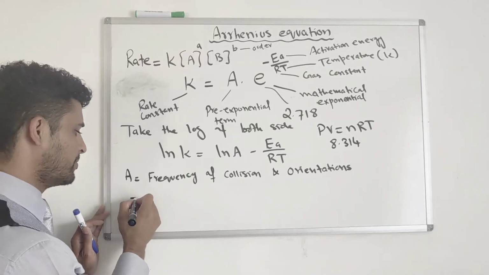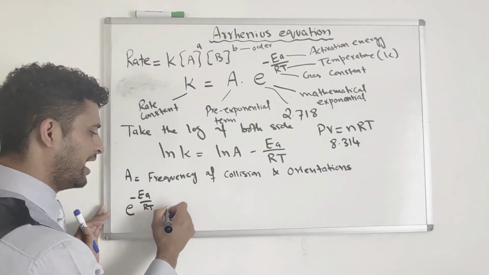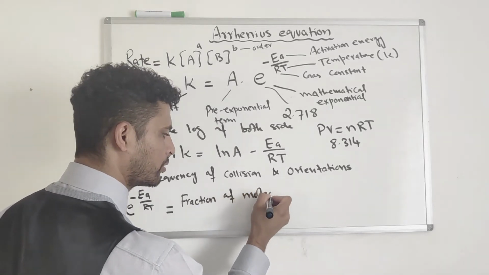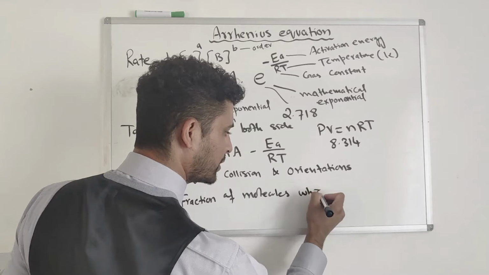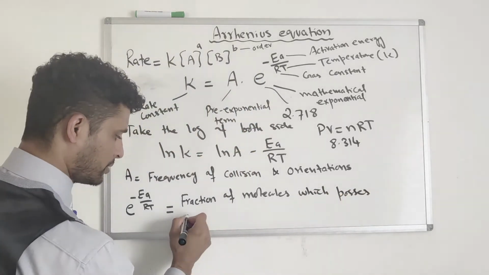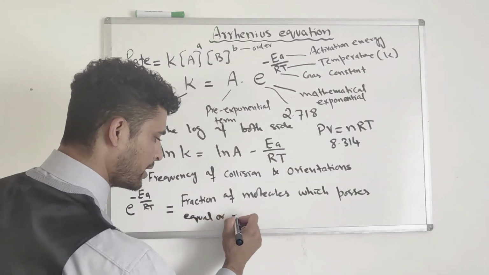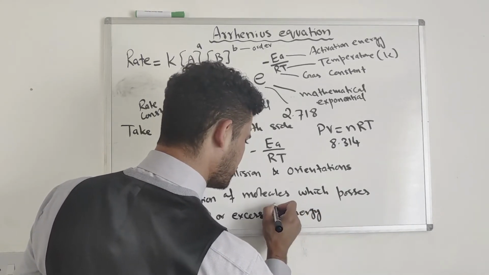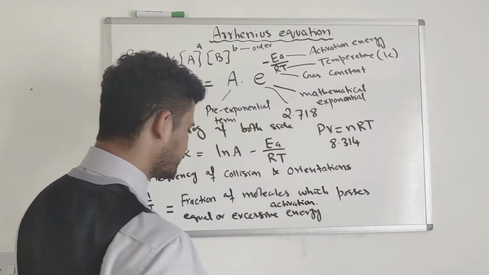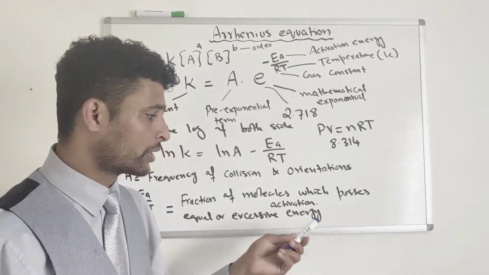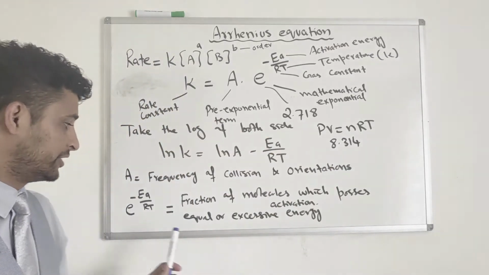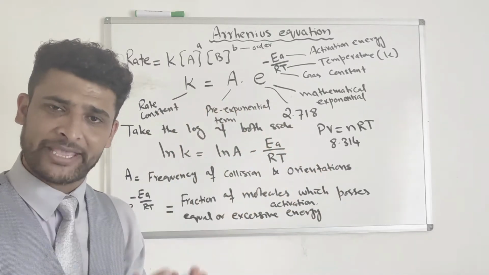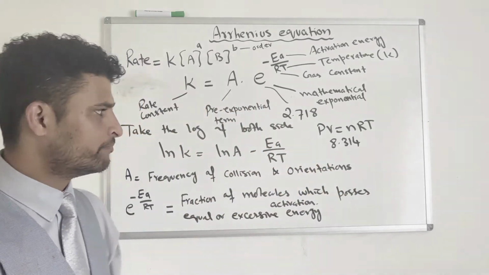The other expression, e to the minus Ea over RT, explains the fraction of molecules which possess equal or excess energy, you can say activation energy, so they can jump the barrier and convert into the product. So this factor explains how many of the molecules are going to jump the barrier based on the effect of the catalyst and the temperature. So that's how you're going to use that.